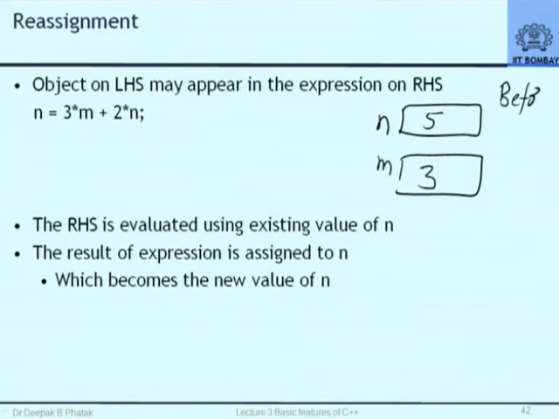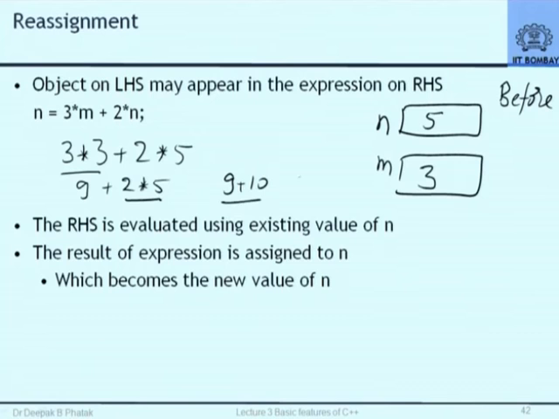This is before. So what will C++ do? It will replace the values here. It will say I have to calculate 3 multiplied by 3 plus 2 multiplied by 5. In this, I have this to be done first, 9 plus 2 multiplied by 5. Then I have to do this next, which means 9 plus 10. Then I have to do this and I will get 19. This is the value of the expression.